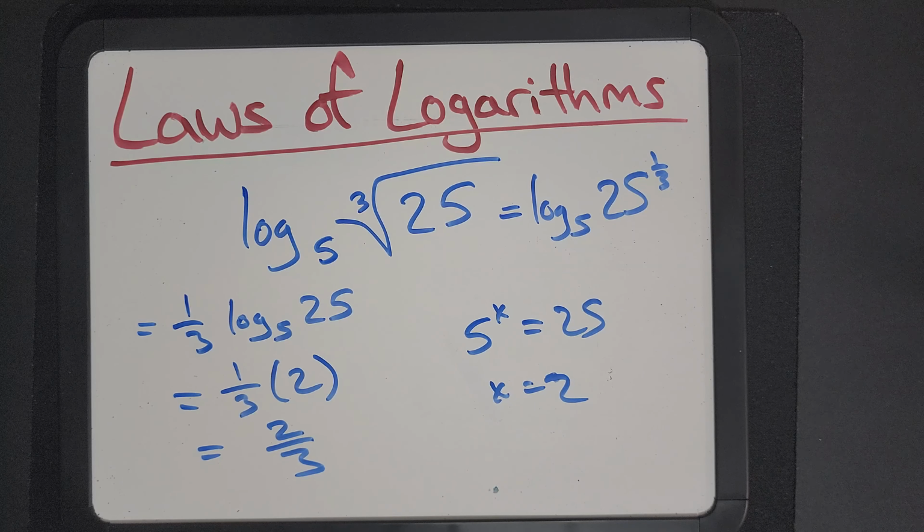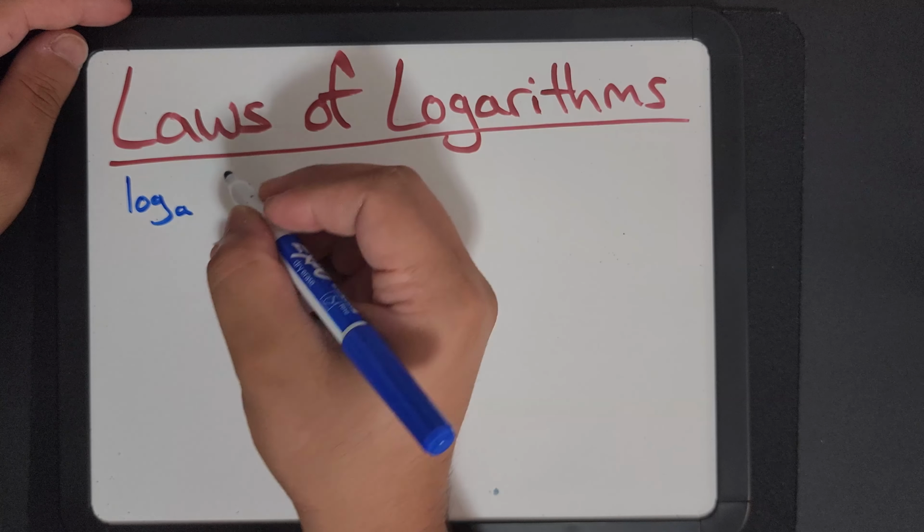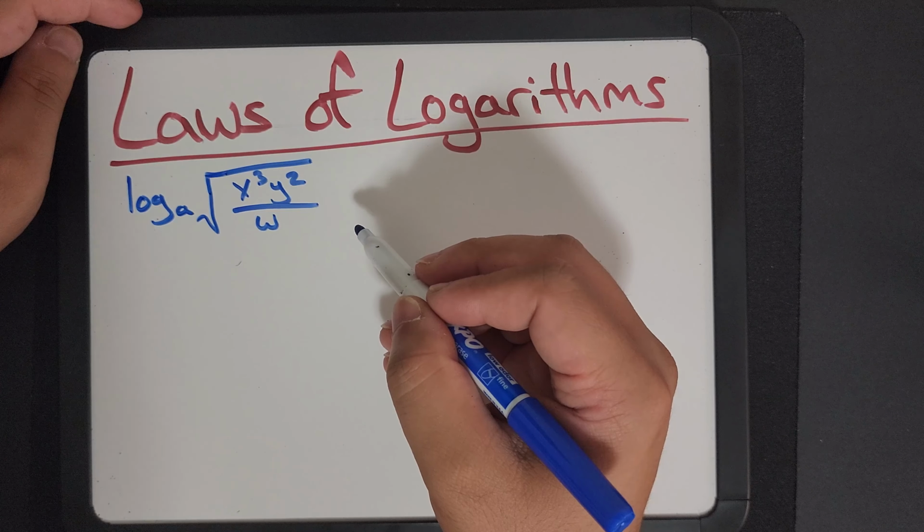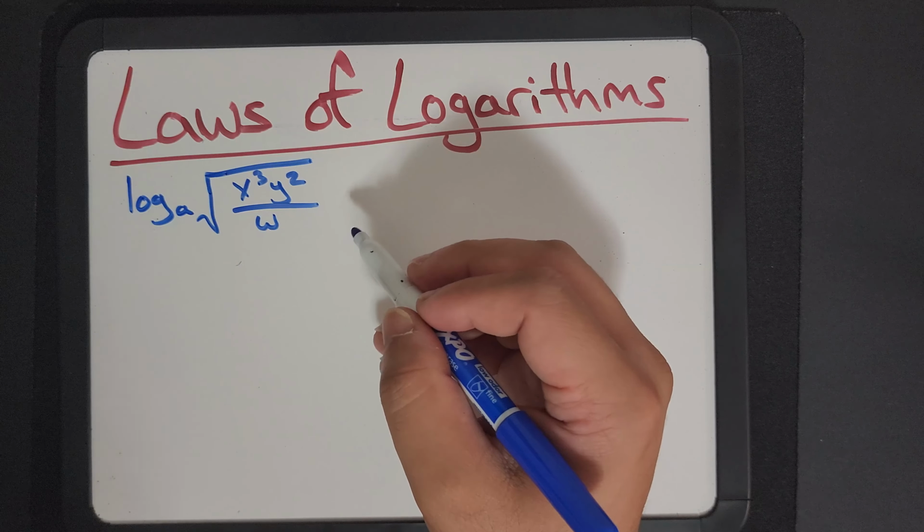So far, we've only done easy things. Let's actually do something a little more messed up. Let's say I have this, log a of x cubed y squared over w. And now I want to represent this in terms of log a x, log a y, and log a w.